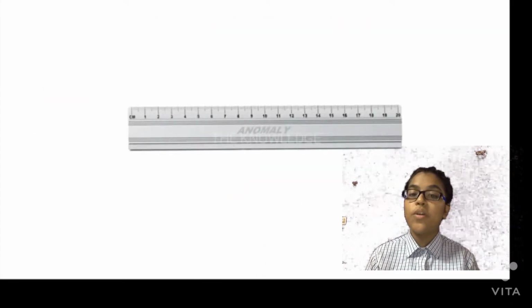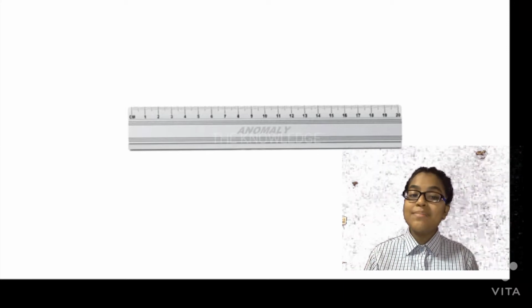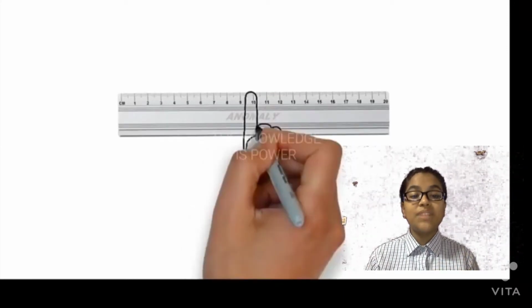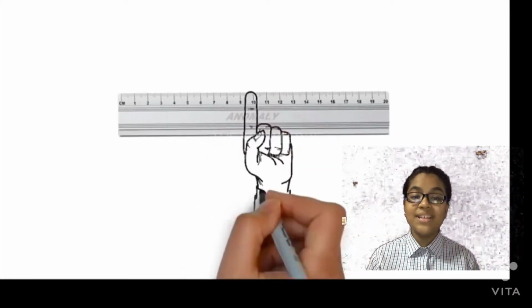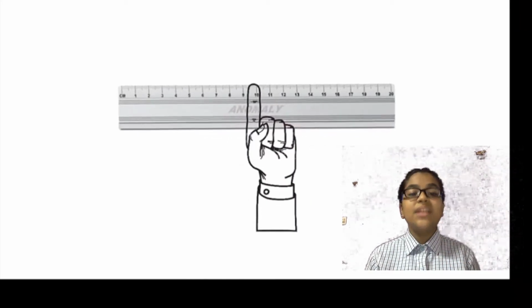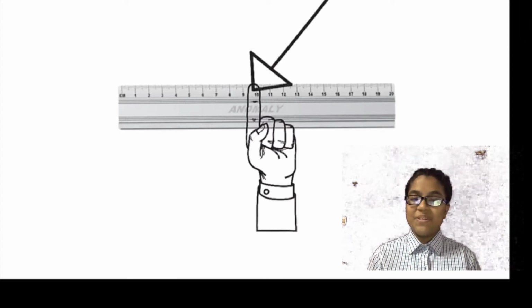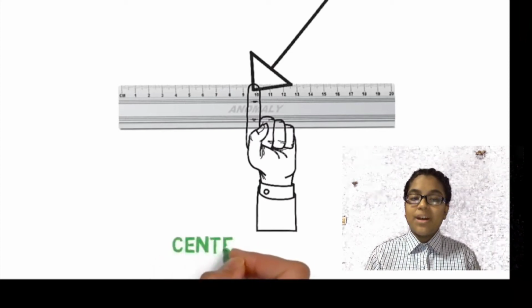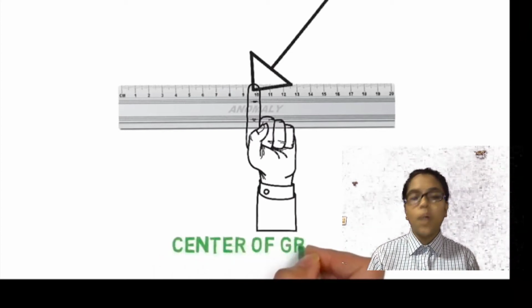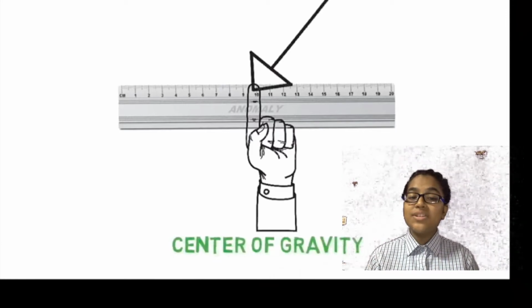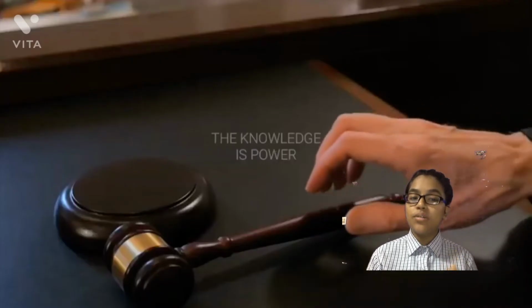Try holding it with your finger at different points in the middle and see where you can balance it easily with your finger. So, this is the center of this ruler, and in the same way this is the center of this ruler. This center of mass is also called the center of gravity.